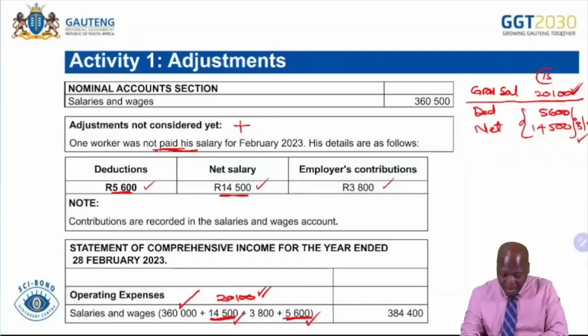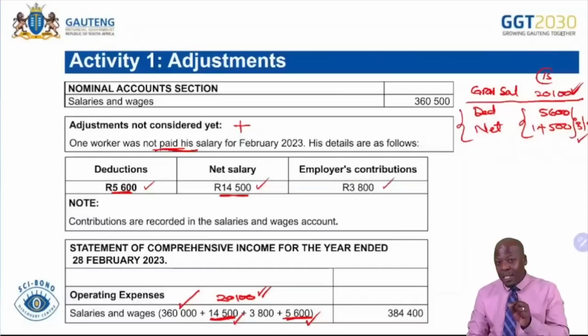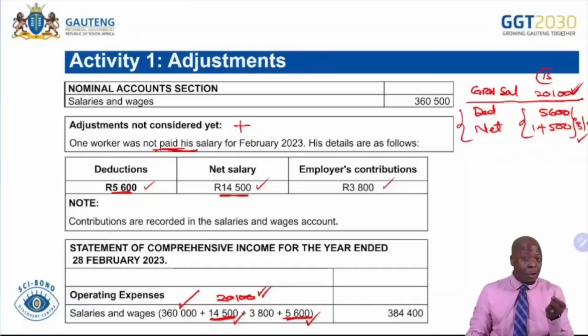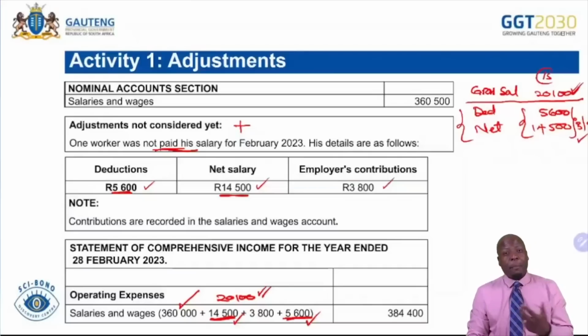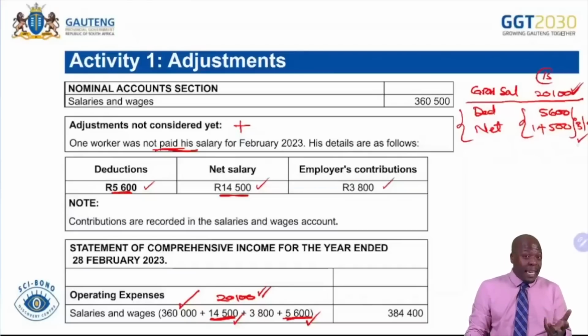And these two amounts, that is your deduction and your net salary, are what is then going to be recorded in the statement of financial position, which is the balance sheet, under note number 9, trade and other payables. Let's suppose the deduction was pension. I'm just making an example.